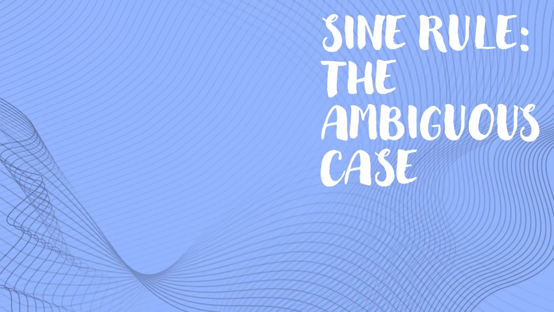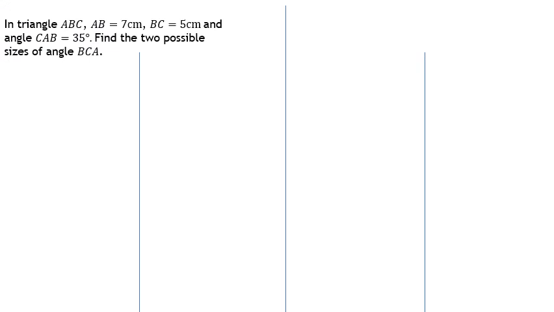Okay, year 10. So for today's lesson, our final lesson on some trigonometry, we're going to be looking at something called the ambiguous case of the sine law. So looking at the question here, we are told in triangle ABC that AB is 7, BC is 5, and the angle CAB is 35 degrees.